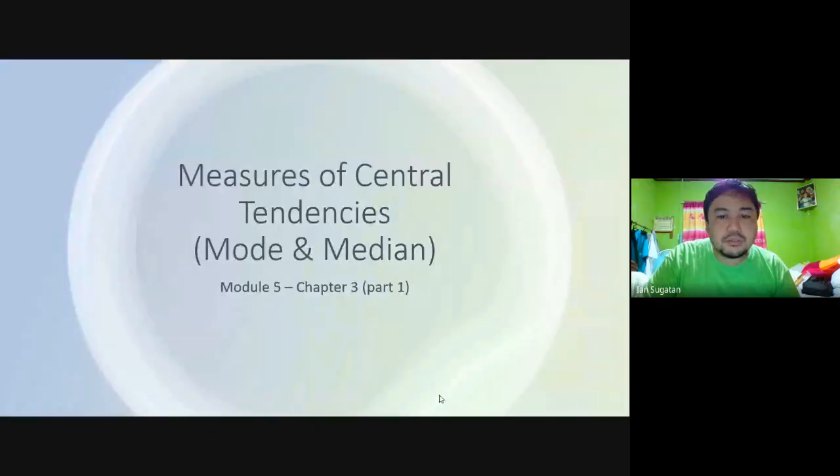This will be your topic for this evening. We have measures of central tendencies today and next week. So what we're going to have for tonight is about mode and median. This is module 5, chapter 3, part 1.